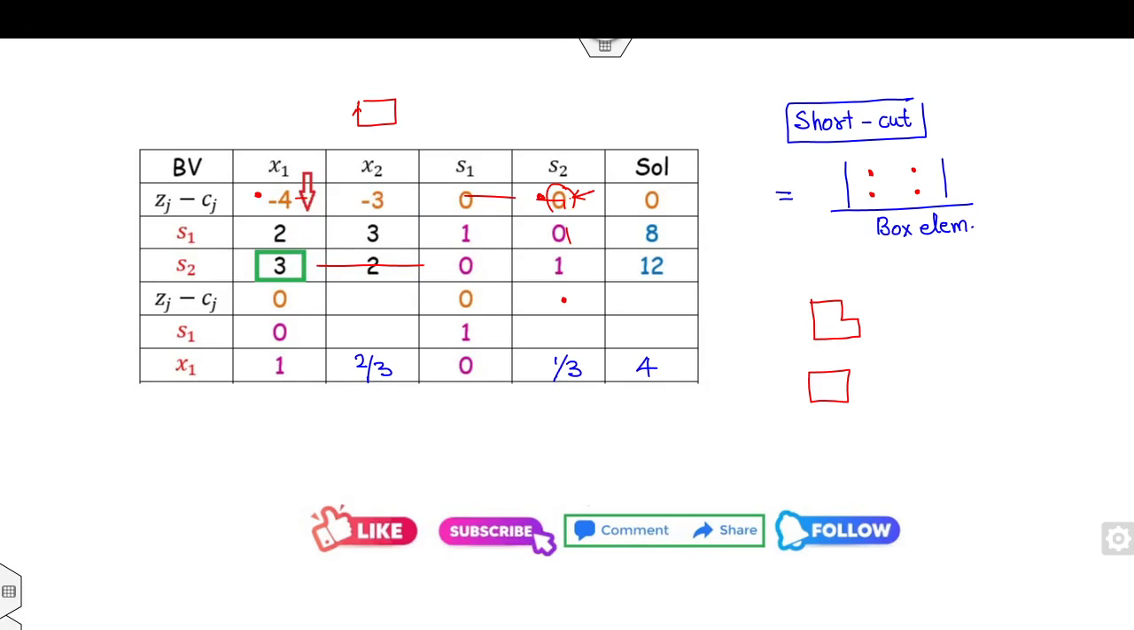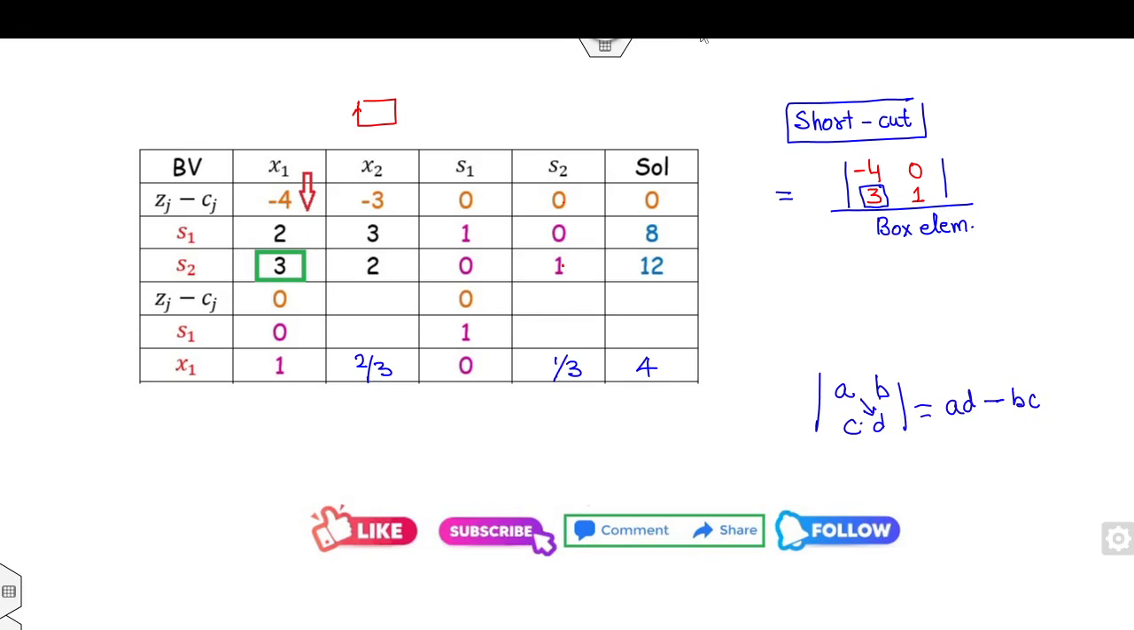I can write for you here. These 4 elements are -4, 3, the other previous number is 0, this number is 1, and my box element is 3. Now you can find the determinant. How can you find the determinant of A, B, C, D? We all know this is AD minus BC.